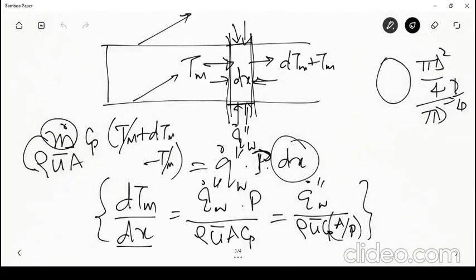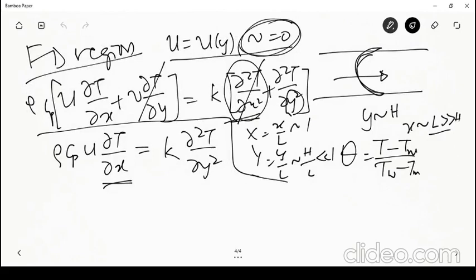Now let us do an order of magnitude analysis. This ∂T/∂x in the fully developed region is going to be of the order of this dTm/dx that we derived here. So the order of magnitude of the rate of change of temperature at any x would be the same as the rate of change of the bulk mean temperature. That is the assumption that we will take. So this we will say is of the order of dTm/dx.